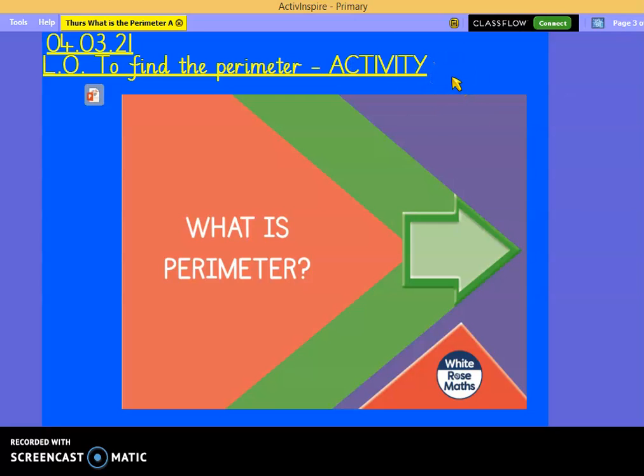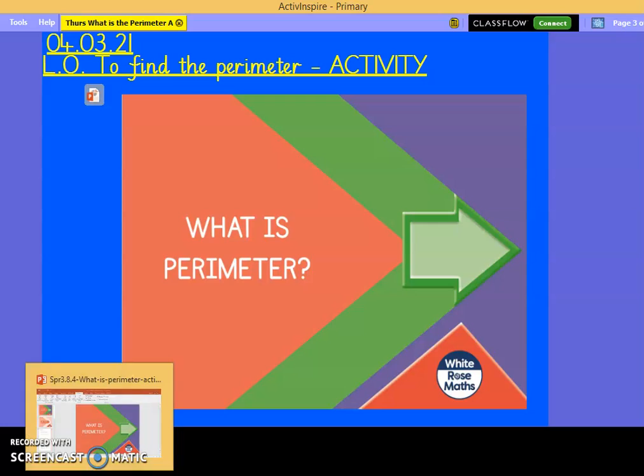Now remember, today we don't have a worksheet for this, but everything you need to do into your book is on the video. So let's get ready. Pencil and ruler ready to use this. Let's go.